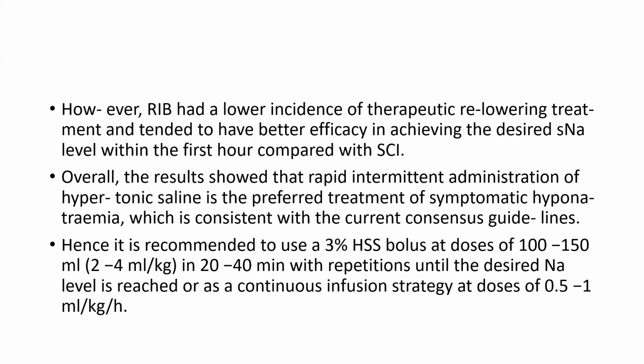Overall, the results showed that rapid intermittent administration of hypertonic saline is the preferred treatment of symptomatic hyponatremia, which is consistent with current consensus guidelines. Hence, it is recommended to use a 3% hypertonic saline bolus at the dose of 100 to 150 ml, that is 2 to 4 ml per kg in 20 to 40 minutes, with repetition until the desired sodium is reached, or as a continuous infusion strategy at a dose of 0.5 to 1 ml per kg per hour.